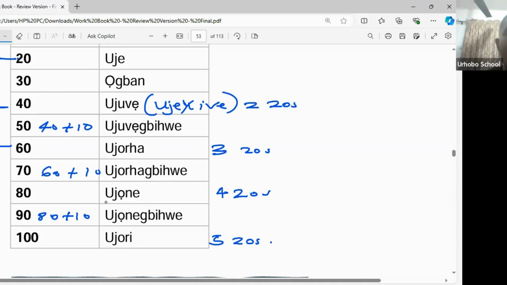So 40 is Ujuve. For 50, you can see it here: Ujuve, our B together with Ikwe. So Ujuve Bikwe. That is how we say 50. Now it's easy for you to count from 40 to 50. Now let's try it.